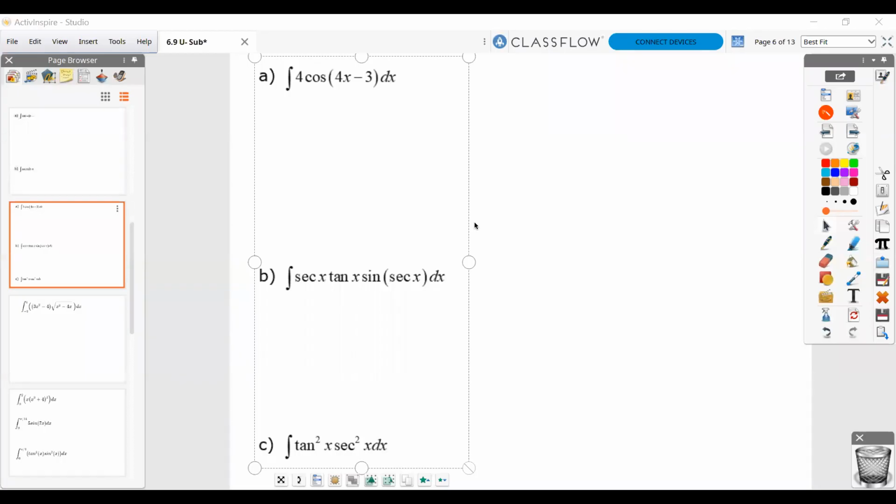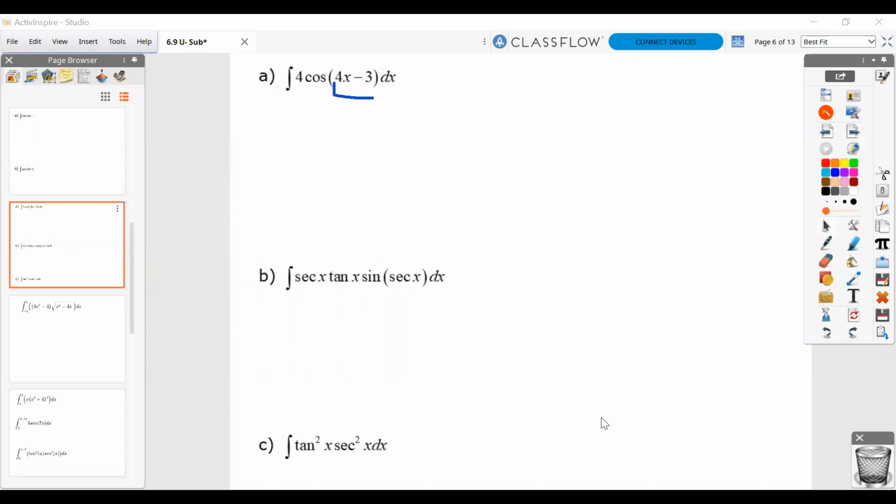Hello and welcome to U substitution part 2, where we're going to look at a couple more problems and then what happens if you have a definite integral instead of an indefinite integral. So pause the video here and try these first 3 problems out, and then I'll come back and solve them all.